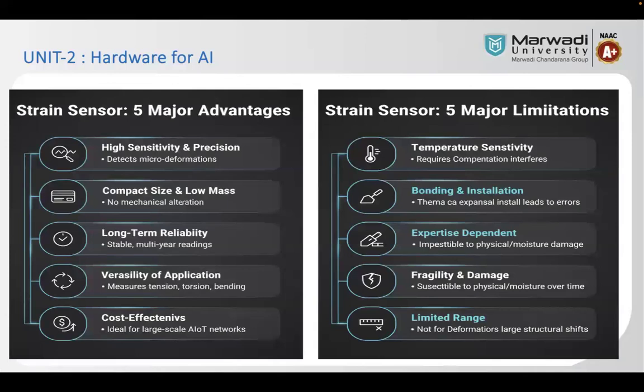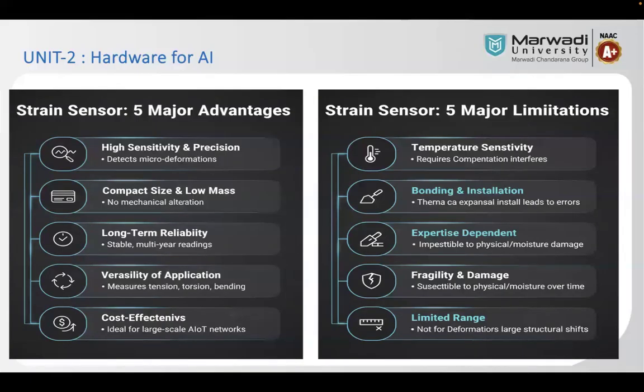So there are, of course, major advantages and limitations together for a sensor. Specifically, we are working on strain sensors. These are the lists of the advantages and disadvantages, or we can say limitations. You had better go through it on your own once I share this presentation today in your e-contents. So please go through it. I'm not going word by word.